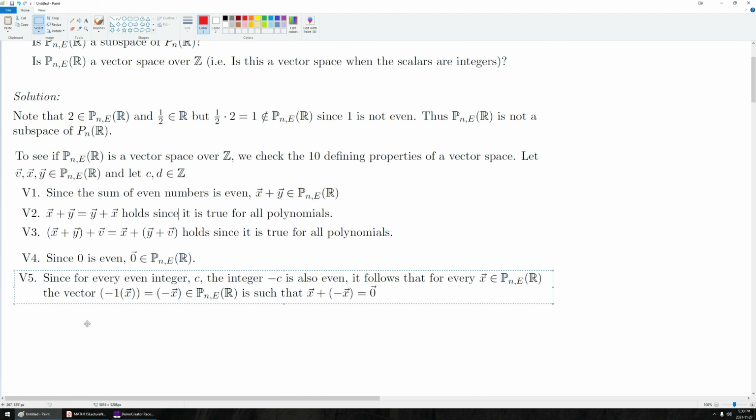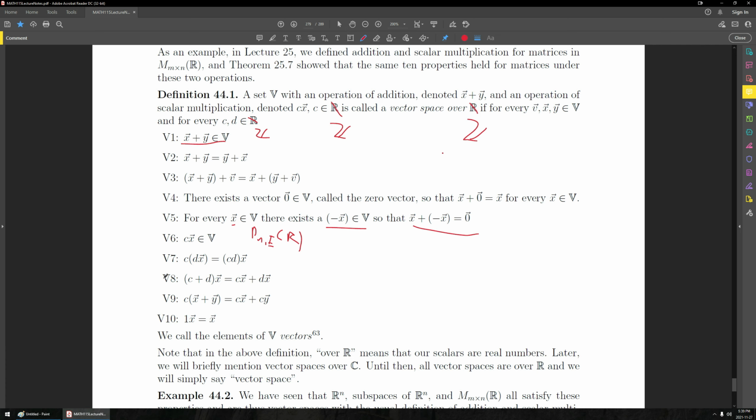So here, to be explicit, since for every even integer c, the integer negative c is also even, it follows that for every p in this set of the polynomials with even coefficients, this vector, which is just -1 times it, is also going to be in this set, and it is going to be such that x plus negative x is equal to 0. That follows pretty immediately, right? Okay, and now we look at v6, which is the last non-trivial one of these.